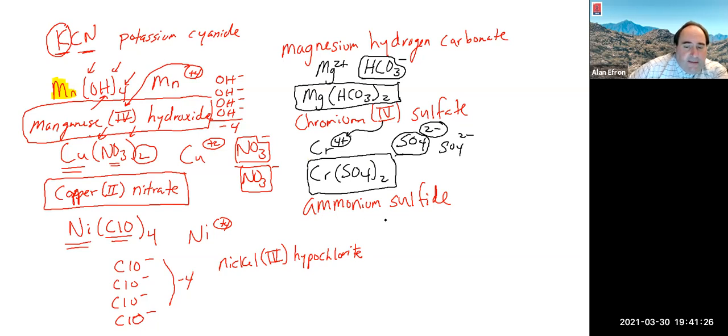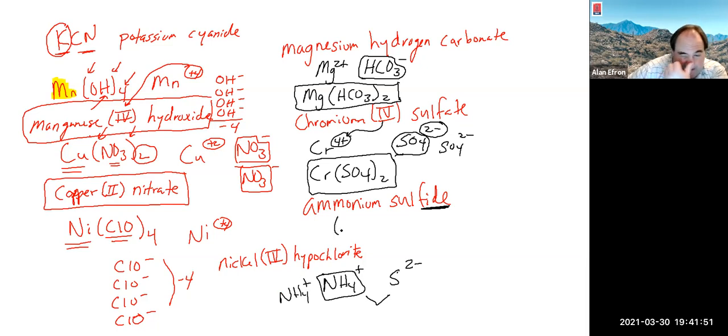And lastly, ammonium sulfide. Ammonium is that polyatomic ion, which is NH4+. Sulfide is not a polyatomic ion. It is from the periodic table, the -ide ending. It is just sulfur with a -2 charge. In this case, we need 2 of the ammoniums, and that's going to give us (NH4)2S.